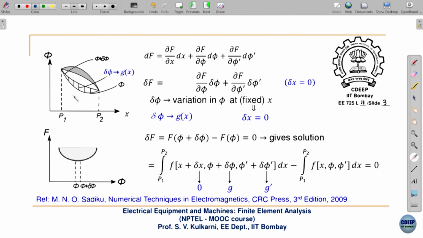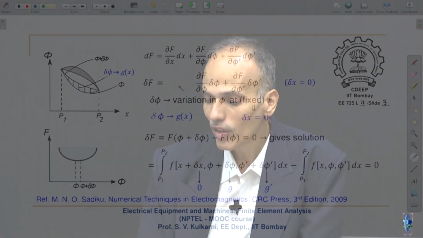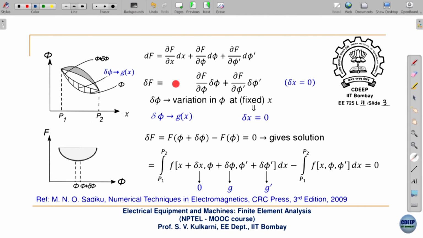So at every point we are varying the potential, but we are not varying x, we are not varying potential as a function of x. At every x we are varying potential, and that is given by del phi. So we are doing variation in phi. Similarly, as phi is varied, phi is a function of x, so phi dash also will vary. So again there will be variation in phi dash. As you vary potential, there will be variation in potential derivative also, but we are not varying x. That is why del x will be 0, and that is why this term is not there.